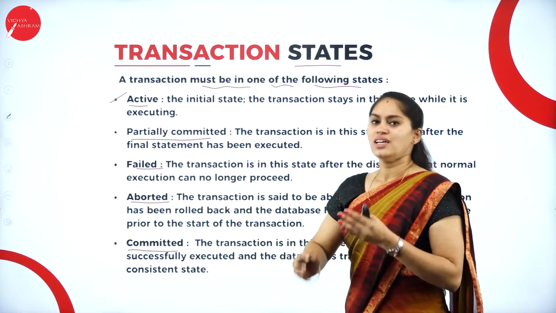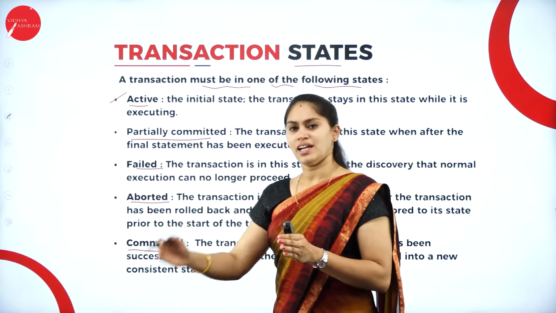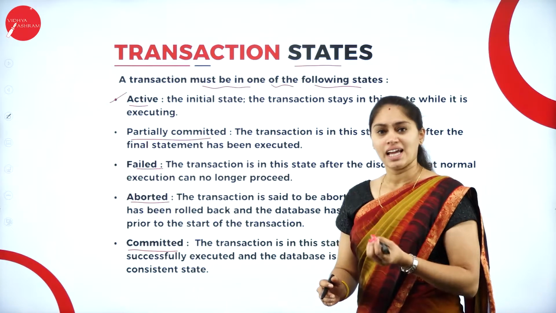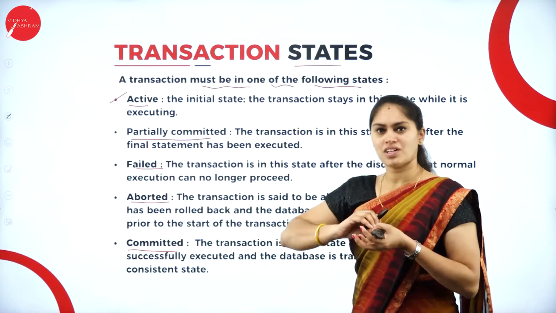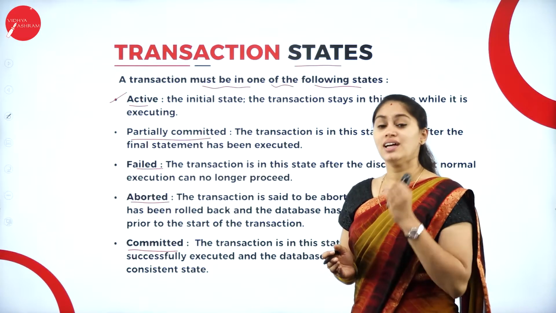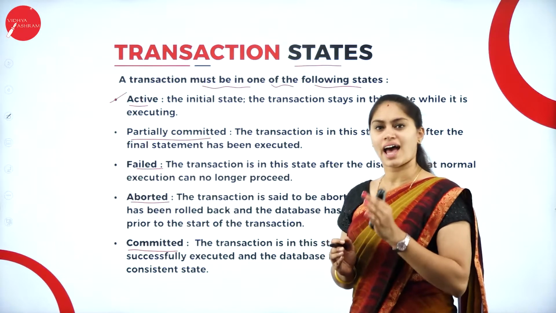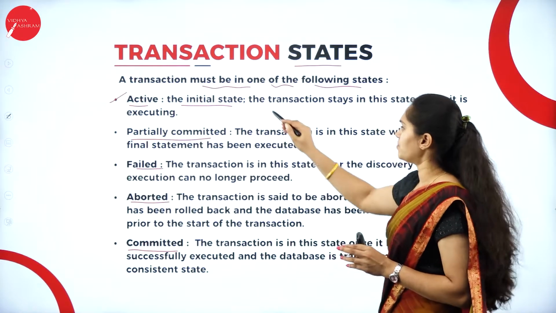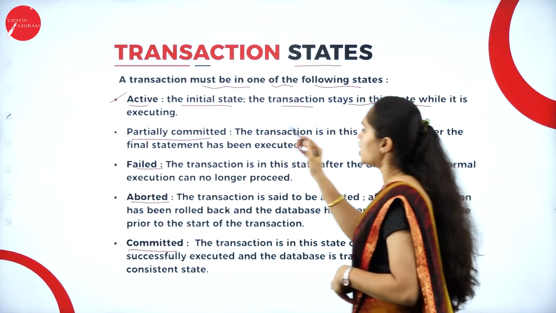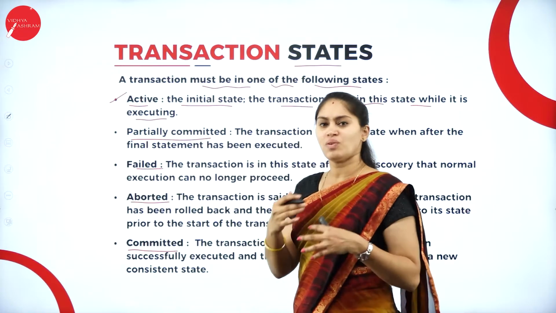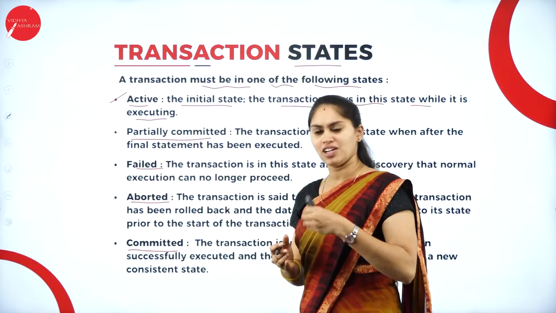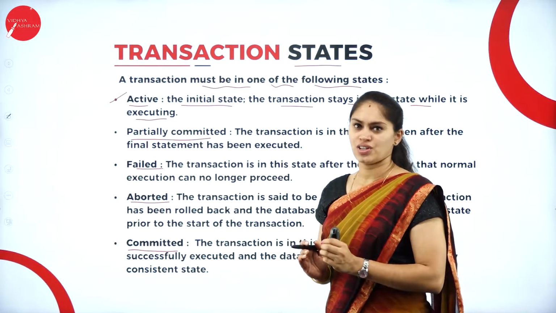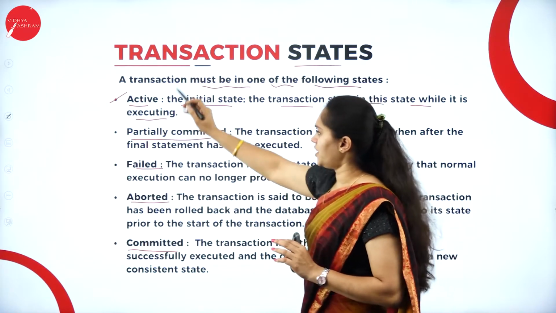As I told you, we have a beginning of a transaction and an end of a transaction. That beginning, the initiation of a transaction, where we are just invoking the transaction, is considered the active state. It is the initial stage of a transaction. The transaction stays in this stage while it is executing, meaning we have started doing the transaction and are initiating a set of read or write operations. So it is the first stage of a transaction.